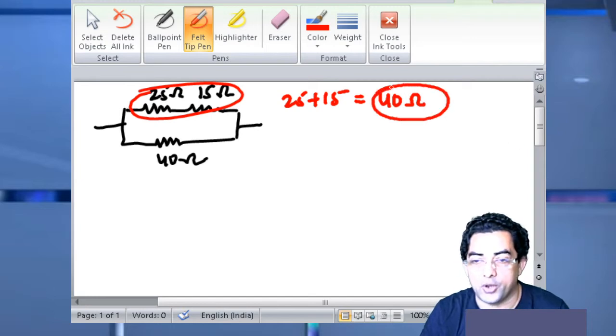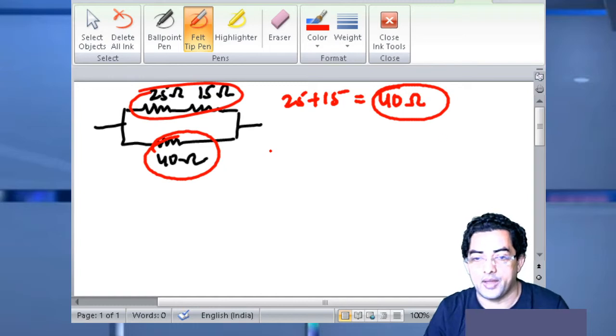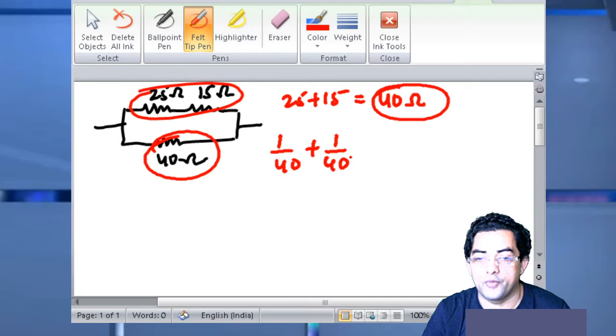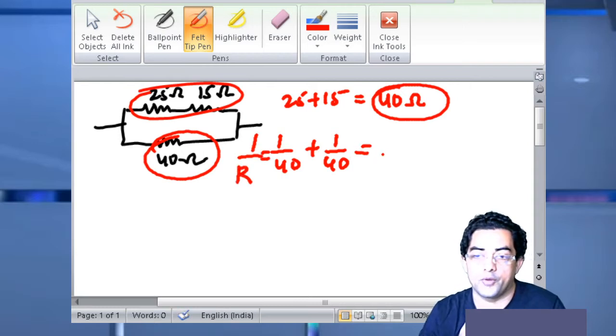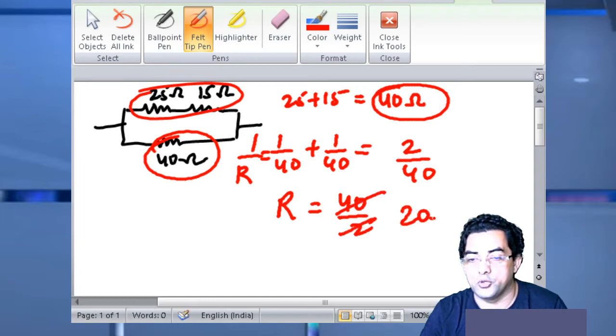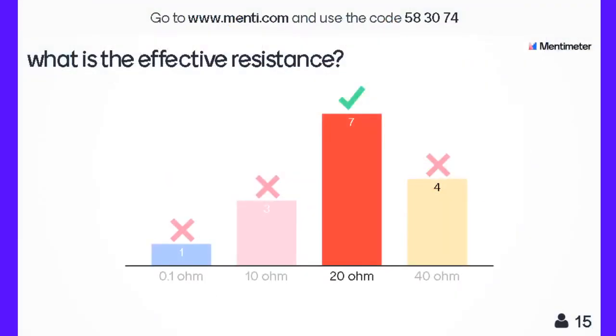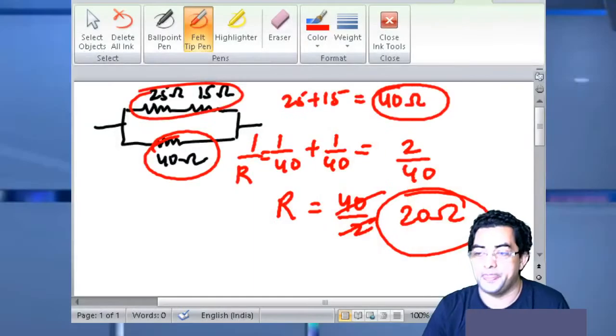Once you get that as 40 ohms, then that 40 and this 40 are going to be in parallel, right? So that will be 1 over 40 added to 1 over 40, because the answer for parallel will be 1 over R. So 1 over 40 plus 1 over 40 would be 2 over 40. Therefore, R will be the reciprocal of this, which is 40 over 2. So 40 over 2 gives you 20 ohms. So 20 ohms is the correct answer. Let's check. Yes, it was 20 ohms which was the correct answer.